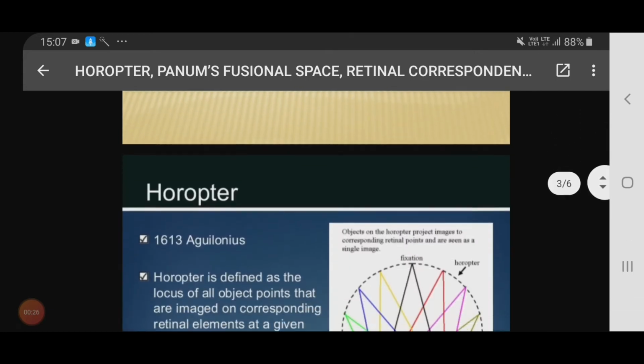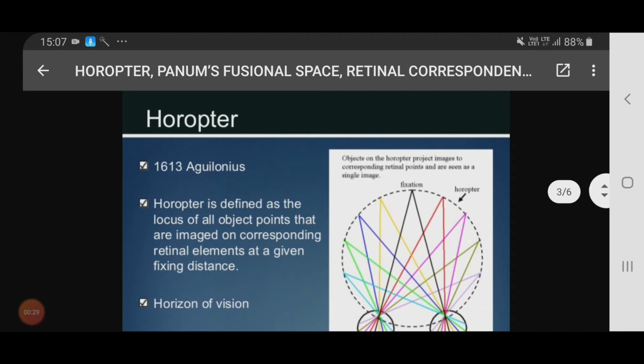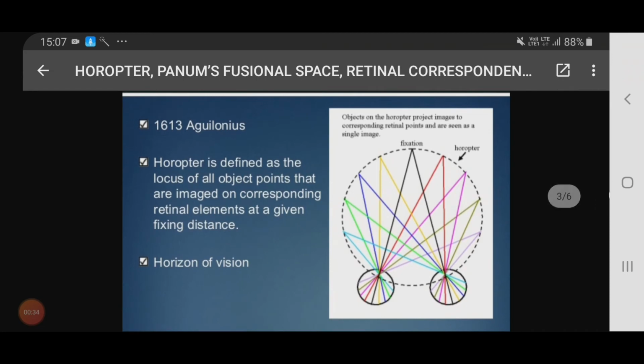Now to understand Horopter, let us have a look at this picture. The scientist Aguilonius described the Horopter first. Here you can see different colored lights. There are the right eye retina and left eye retina, and the black colored line is an object point. From the object point, the black rays of light are falling on the foveas of the two eyes. Now let us consider the red one. That is an object point, from where it is falling on two corresponding retinal points. Similarly, there are many corresponding retinal points we can see in this diagram.